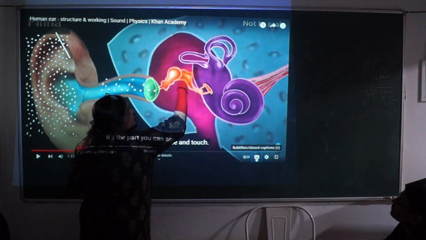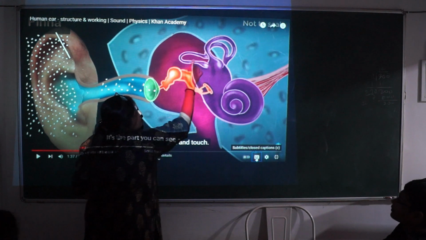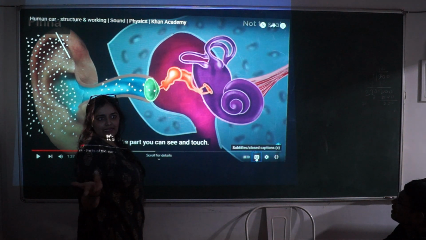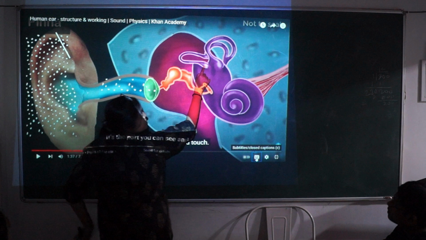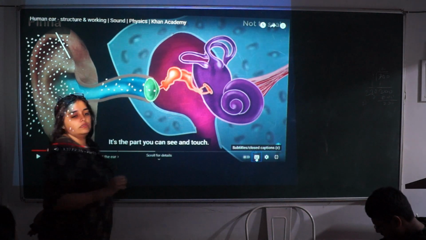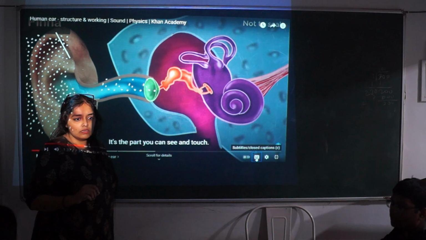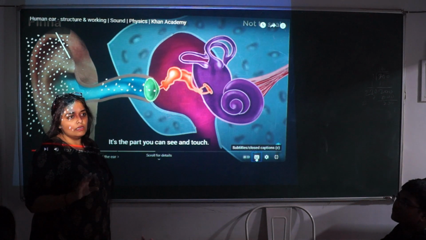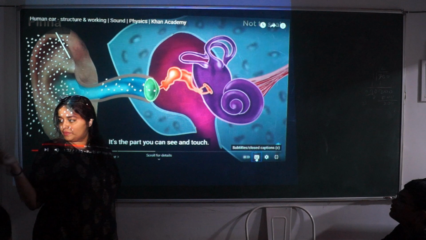Next up, are you able to see these three loop-like structures? These are called as semicircular canals. And right here, can you see the swollen base-like structure? Okay, here is the ampulla. Ampulla. Is everybody fine with ampulla?